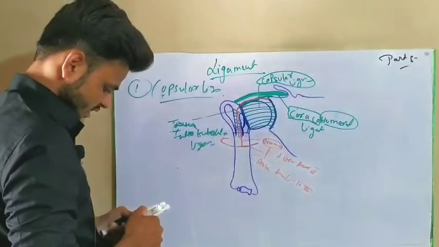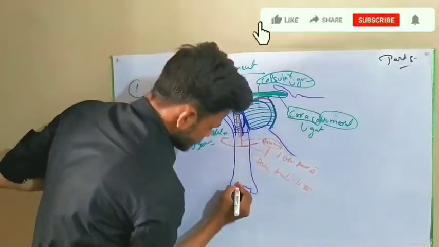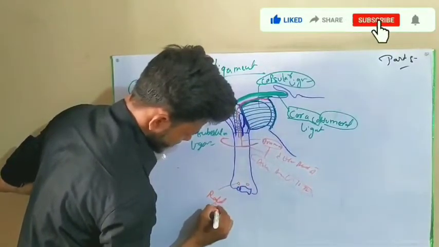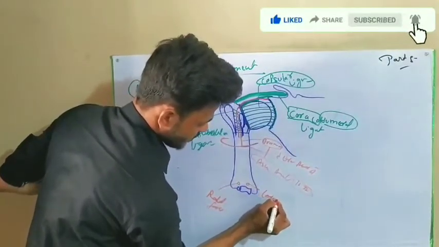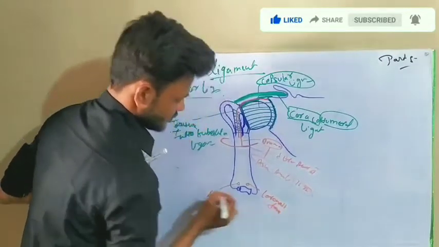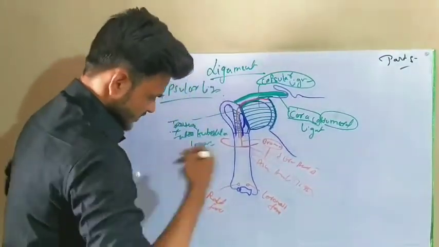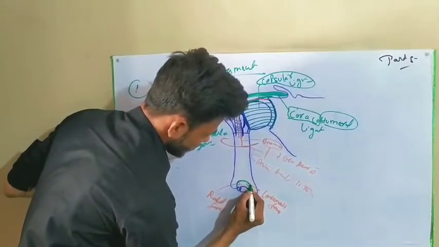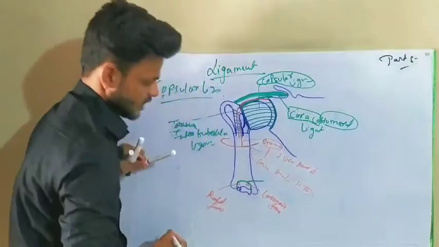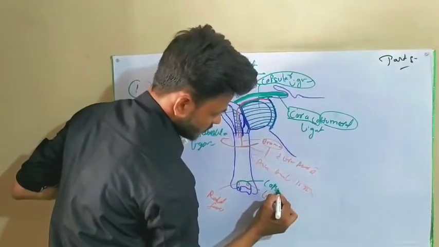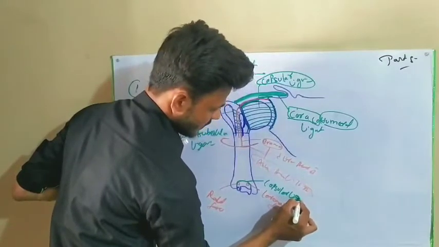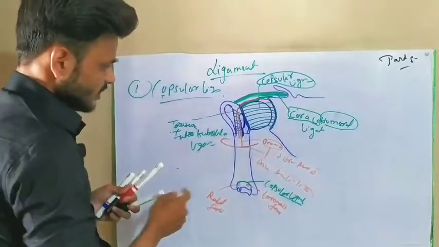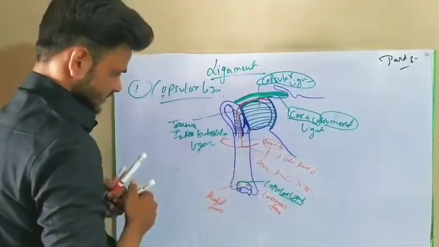Another ligament covers the fossae. This is our radial fossa and this is our coronoid fossa. This capsular ligament is attached to the margin of both fossae and covers them. This is the capsular ligament.